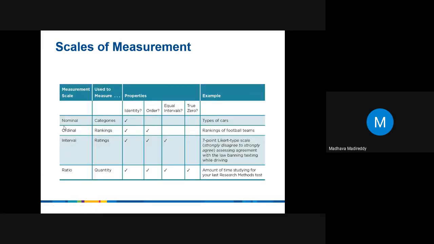Now let's look at the scales of measurement. There are four scales that we are primarily going to use and primarily going to get familiar with. One of them is a nominal scale. A nominal scale is nothing but a category.